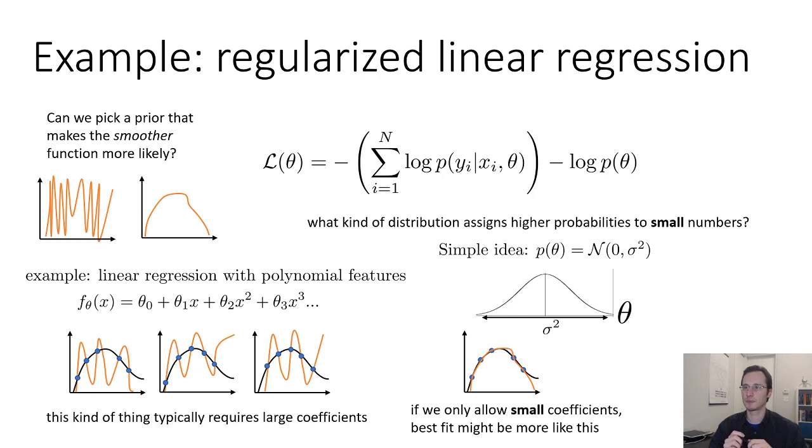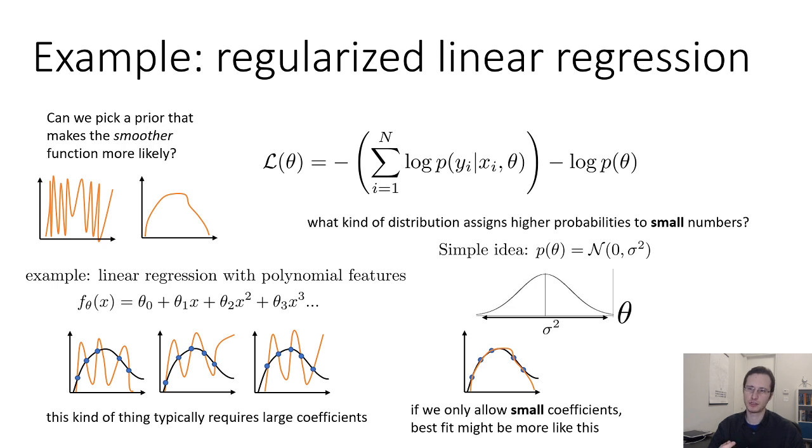Well, what kind of distribution assigns higher probabilities to small numbers? That's what we're going to want. Why small numbers? Well, consider the example in the bottom left of this slide. The example here is linear regression with polynomial features. That's actually what I've been showing you when I showed these messy overfitting curves.